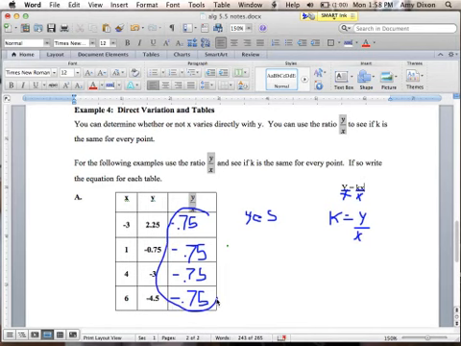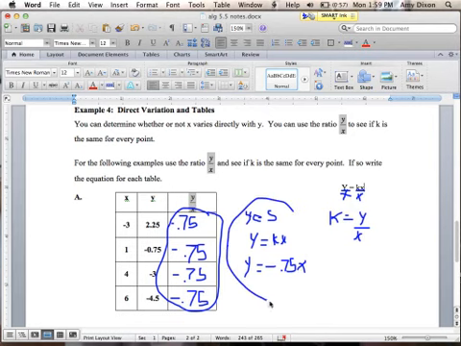To write our direct variation equation, you take the formula y equals kx and plug the negative 0.75 in for k, because that is what our k is. So we get y equals negative 0.75x. That would be the equation for this table. I could only say this because all those values were negative 0.75. If any of those values had been different, we would have had to say no, and we wouldn't have been able to write an equation.